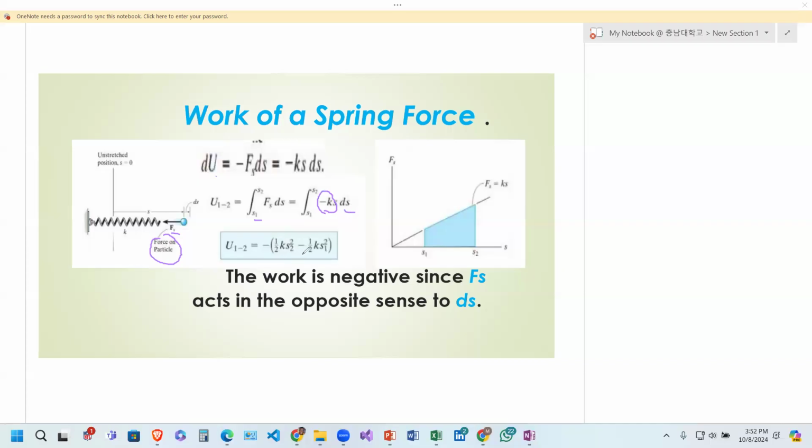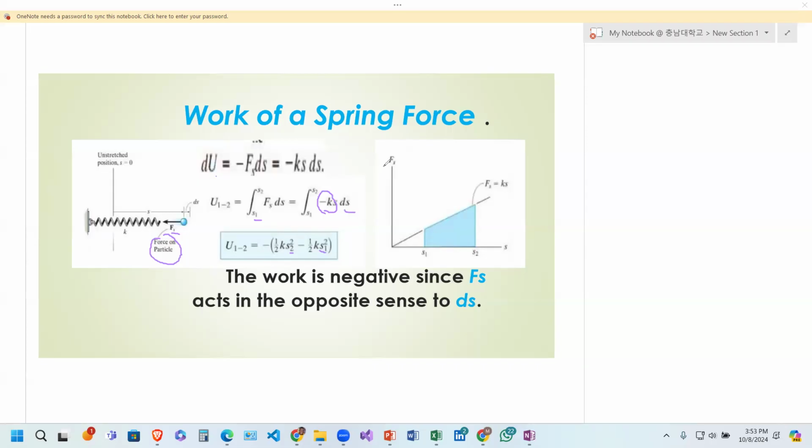So the work of the spring will be given, if we integrate, by a half k s2 squared minus a half k s1 squared. Here s is the position, because remember the force is given by the force constant times the distance it covers. This is why we have the distance squared.